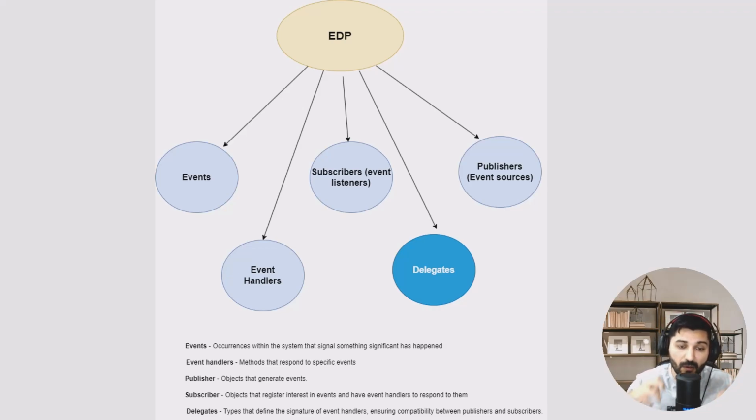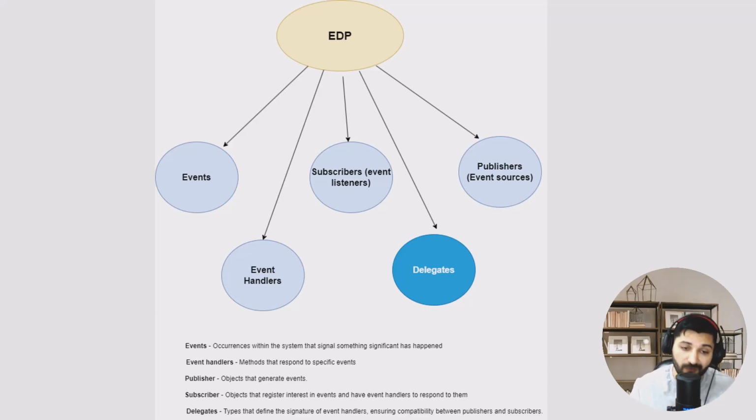We have event handlers. Actually, event handlers are methods that respond to the specific event. So you have a signal, you're responding to the signal. It means you have an event, you're responding to it using event handlers. We have publishers. The synonym for them is event sources. Publishers are a special type of object that generates events. So for the signal, we need to have a source for this signal. Actually, the publisher is a source for our signal, for our events.